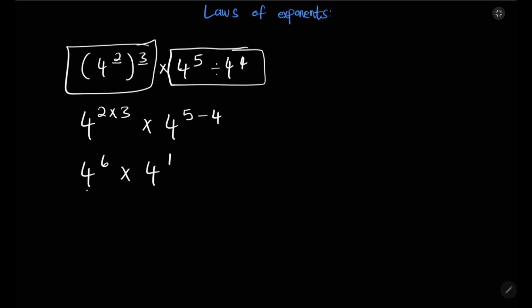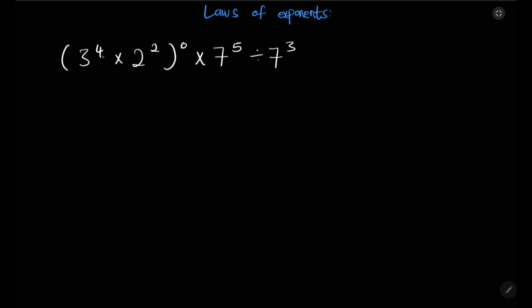How do we solve this? We have 4 and 4. We have the same base. We write down that base. We have 6 and 1. So this is 6 plus 1, which is 4 to the power 7. You can also punch this in your calculator and see what kind of answer you get.